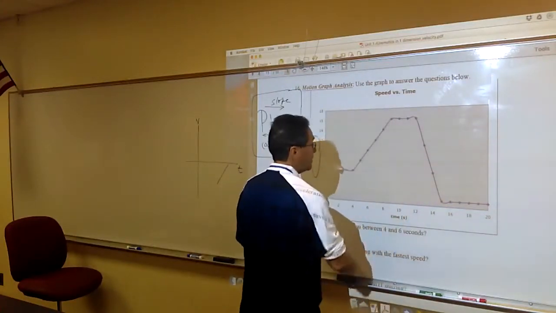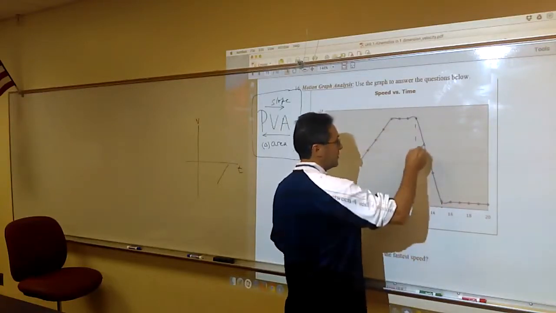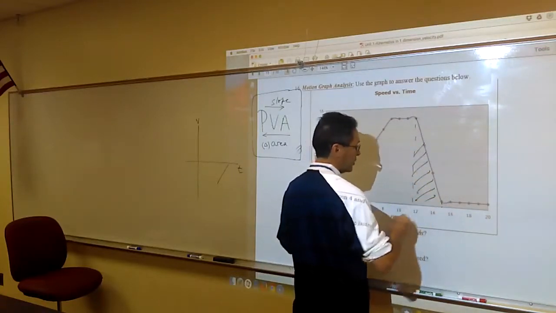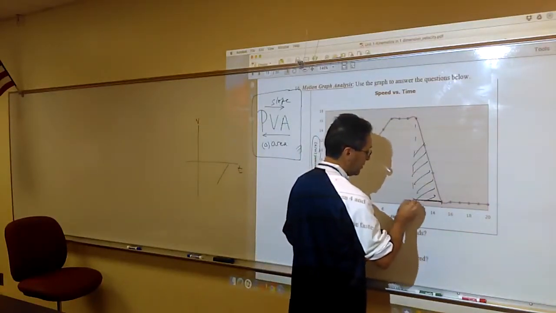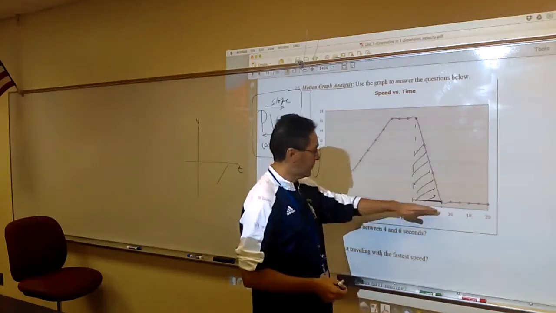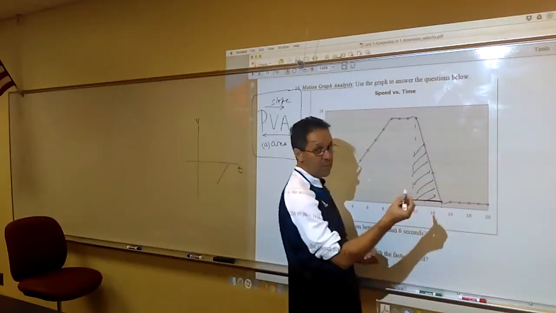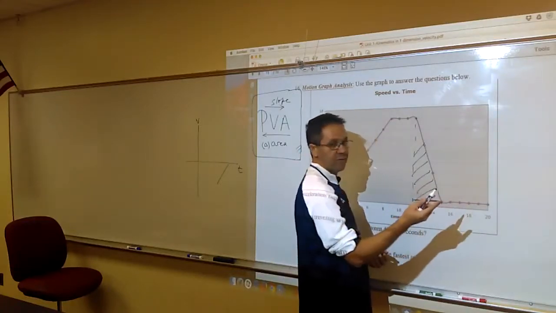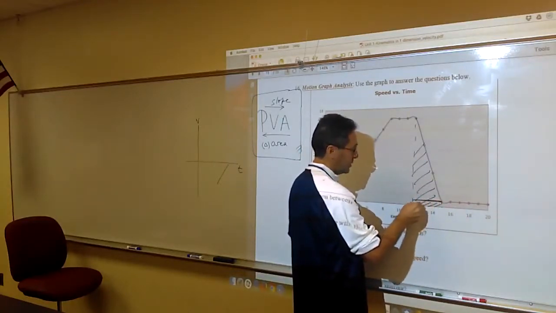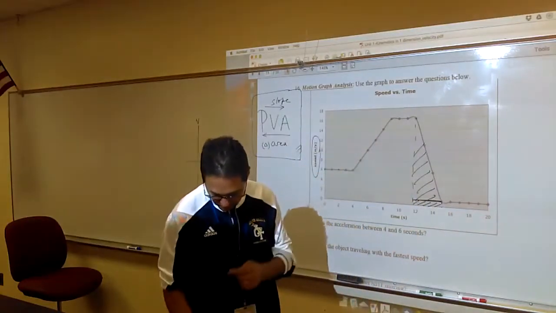So from 12, I should have erased this. From 12 to 15, you have to find the area of this whole shape. What a lot of people do is only find the area of that triangle. You have to get yourself all the way down to the time axis, right? So you probably found 22 and a half, but it should be 25 and a half because you probably missed this part here, which is 3 meters per second. 3 meters, sorry.